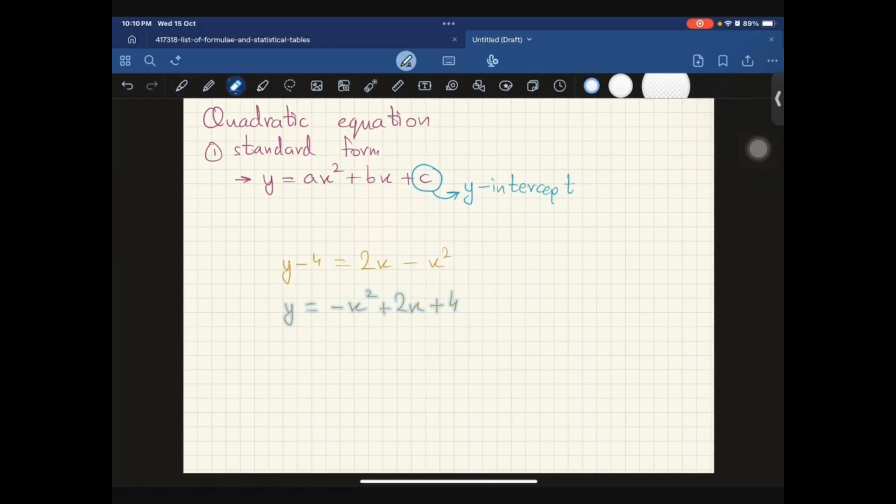And then, as I mentioned, this last term, which is a constant term, which has no x with it, is equal to the y-intercept. So for this equation, the y-intercept will be 4.